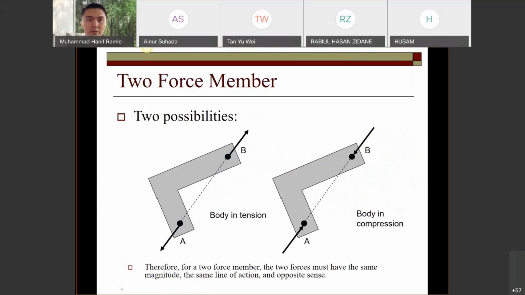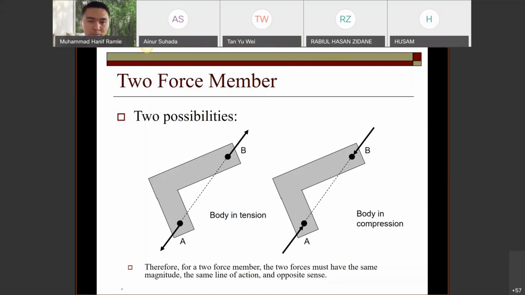Since from the explanation just now, there are two possibilities for the two force member: either the body is in tension or the body is in compression. The left part shows the body in tension, where the forces go out from the rigid body. The right part shows the body in compression, where the forces act towards the body. The force compresses the body. There are two ways you can use, either one, depending on the situation and your preference.